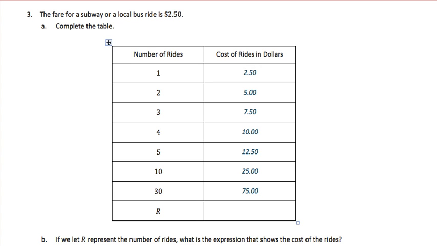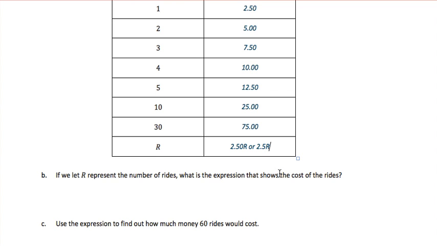And R would be 2.50 times R, or we could also write it as 2.5 times R, since the trailing zero in our decimal isn't necessary. If we let R represent the number of rides, what is the expression that shows the cost of the rides? It is 2.50 times R, or 2.5 times R.